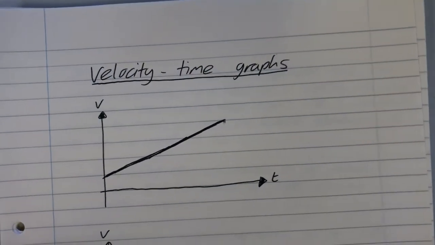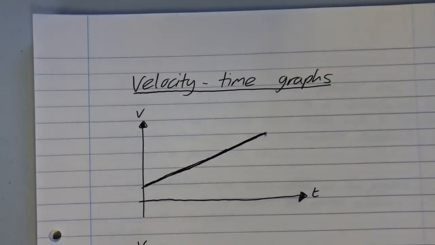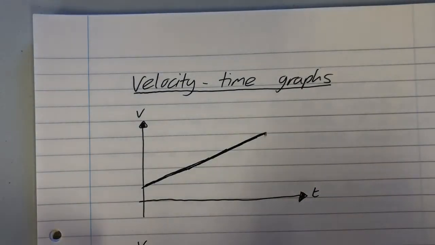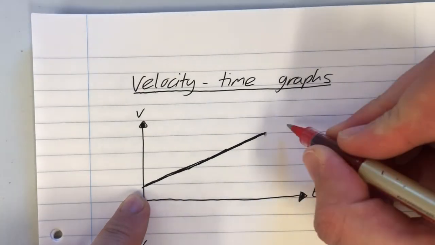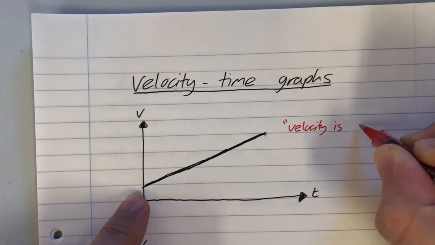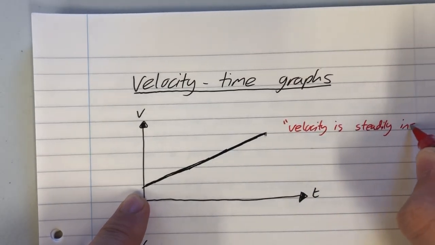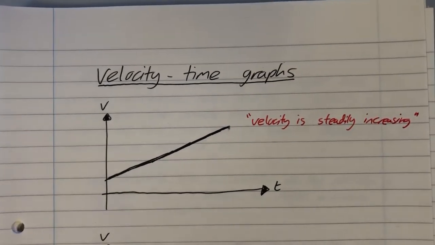So velocity time graphs. Here we have what's called a linear velocity time graph. Linear, in this case, just meaning a straight line. And essentially, the velocity is steadily increasing. Or we could say it's increasing at a constant rate, or something along those lines.